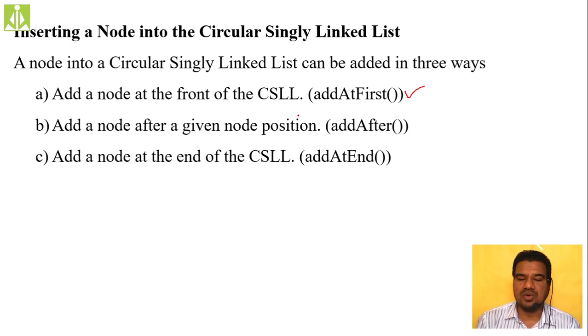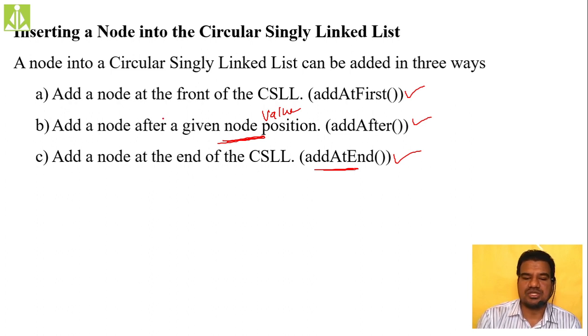Then adding a node after a given node value, we will do add after. And finally, add at the end will add the node at the end of the circular singly linked list. So we have three types of insertion operations: at the front, after a given node value, and at the end of the circular singly linked list.